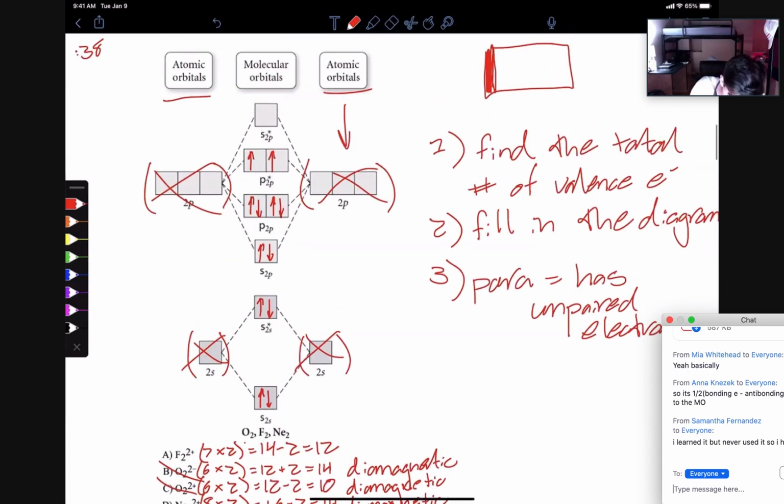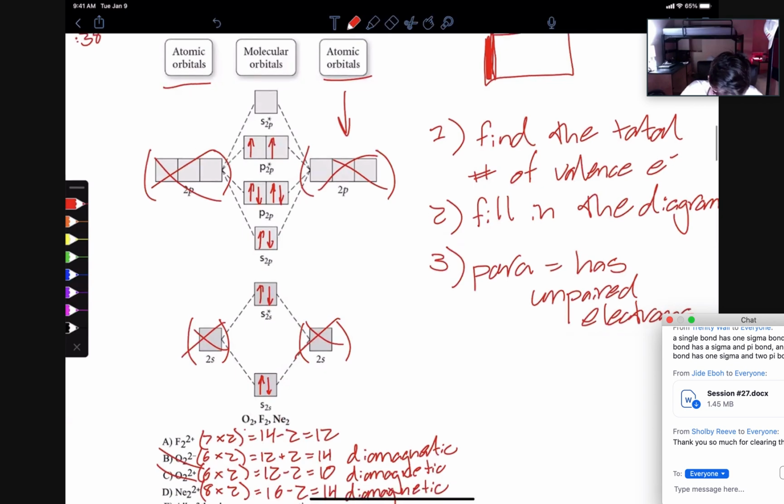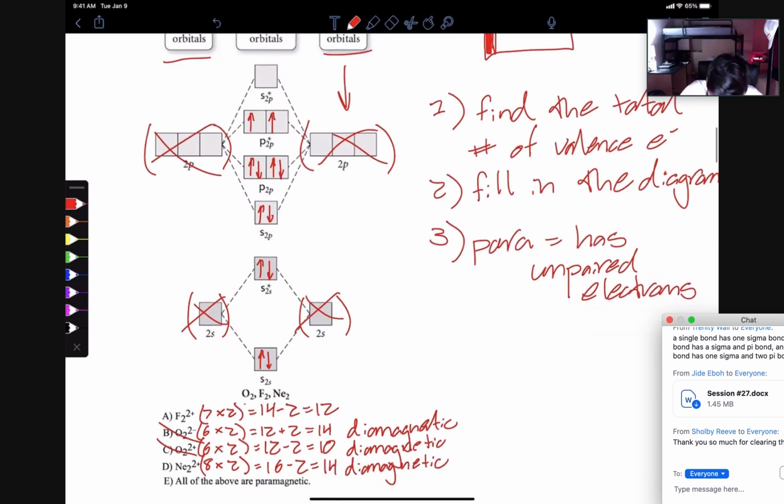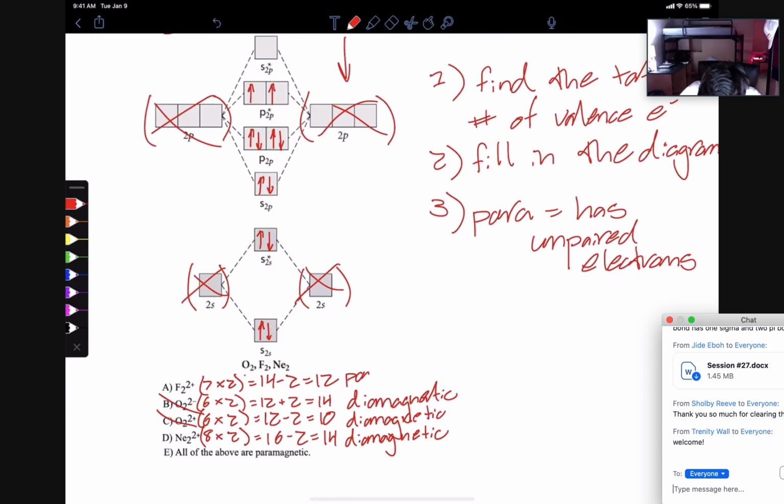Remember, when we're dealing with subshells where there's multiple boxes in that one level, first we try to give them each their own box, and then if we have to double up, we double up, but only if we have to. We don't have to double up here, so we're not going to, and in this case those 2 electrons there are unpaired. So that makes F2 2+ paramagnetic.